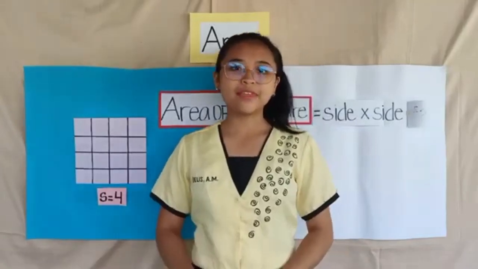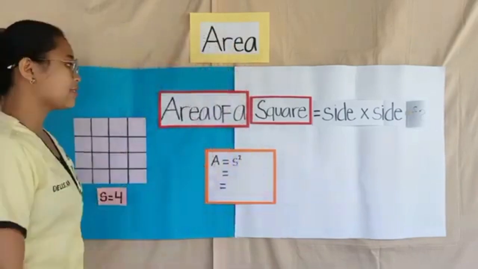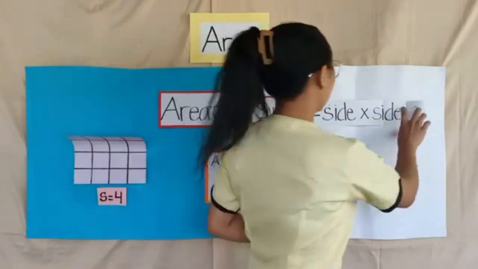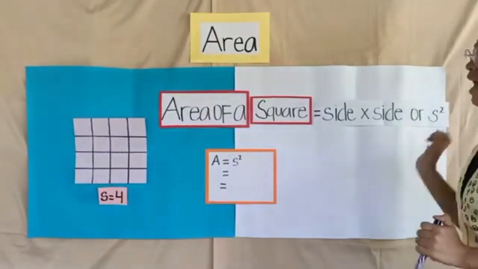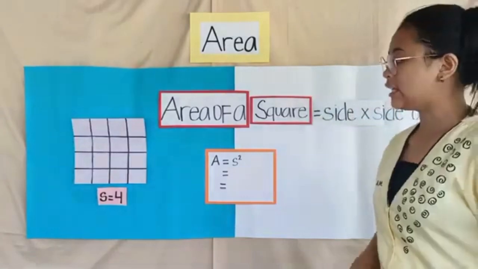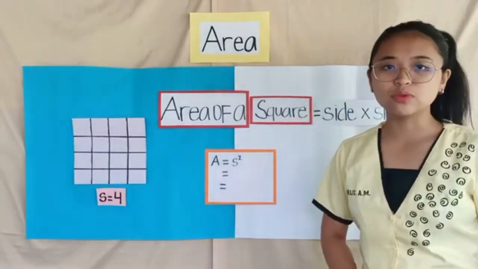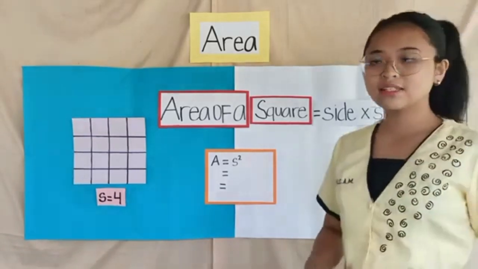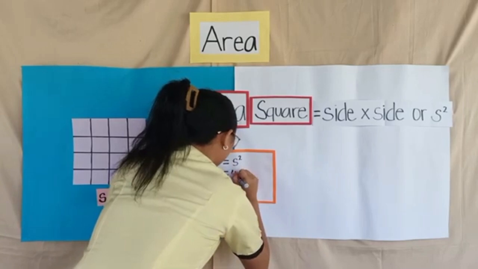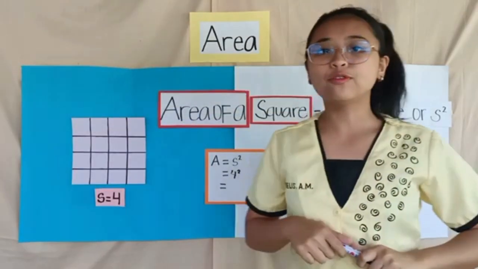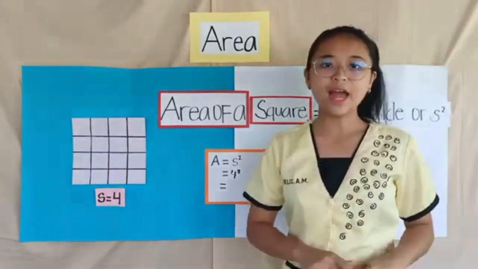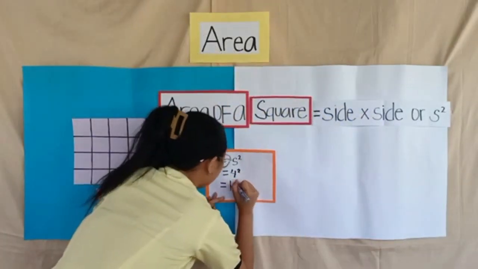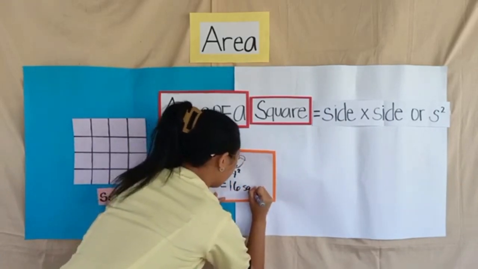However, if we find the area of a square, this is how we do it, class. Area of a square equals side times side, or we can simply write it as S squared. Now, this is how we do it, class. Since there are 4 sides of a square, all you need to do is multiply it by itself. Since our formula here is side times side, we write 4 squared. Now, if we multiply 4 times 4, what would be the answer? Very good. So the area of a square is 16 square units.